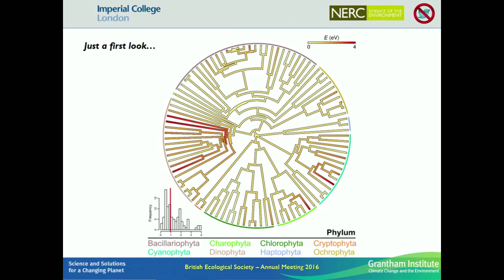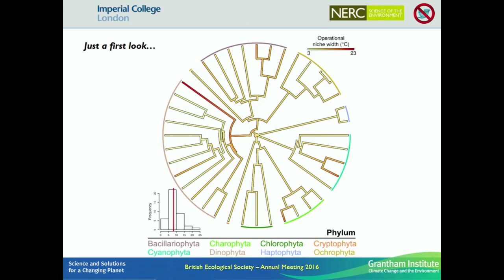So taking that all together, here you see the topology of the phylogeny, and I have mapped the estimates of E on the branches. So branches that are very dark red are species that have very high E values, so very thermally sensitive species, whereas branches that are white or yellow are less sensitive. The arcs around the circle correspond to the phyla, so the dark green species are the chlorophyta. And just from eyeballing this tree, no striking pattern seems to emerge, so you don't see a phylum that has only very high or only very low values. You really see a mix of both. And the same story can be said for the operational niche width as well.